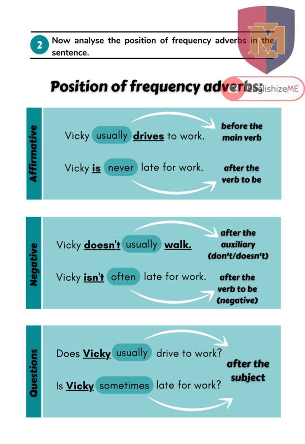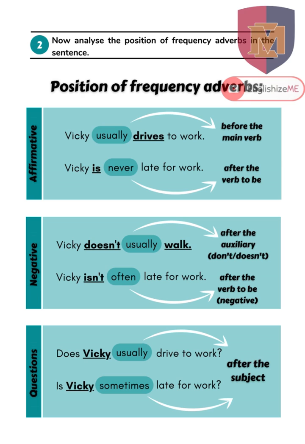The next is the negative sentence. We use usually after the auxiliary, in this case the auxiliary verb don't or doesn't. Do you know how to use don't and doesn't, right? So in this case: Becky doesn't usually work. Next, we use the frequency adverb often after the verb to be in negative form, like: Becky isn't often late for work.